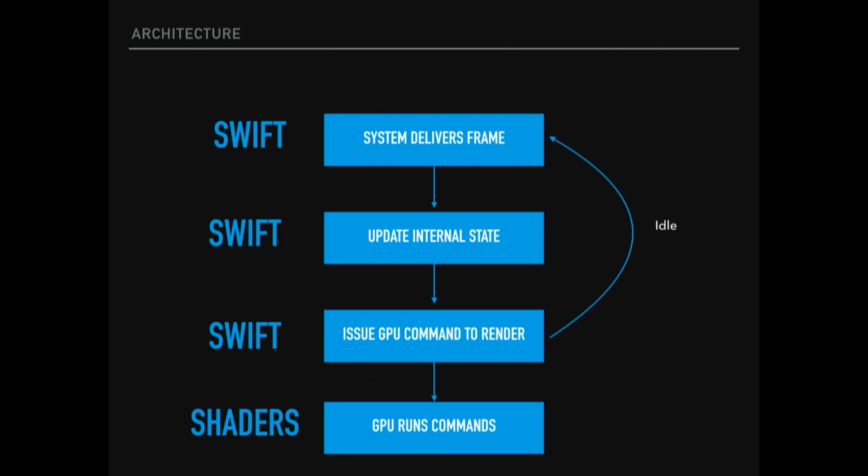Most of your work on the logic side and updating your state is going to be done in Swift, and then everything GPU side is going to be done in shaders. And if you've ever done game programming, this loop probably seems really familiar because it's almost identical to a game loop where you have a timer firing 60 frames a second, you process the queued up inputs, and you dispatch the GPU to render.